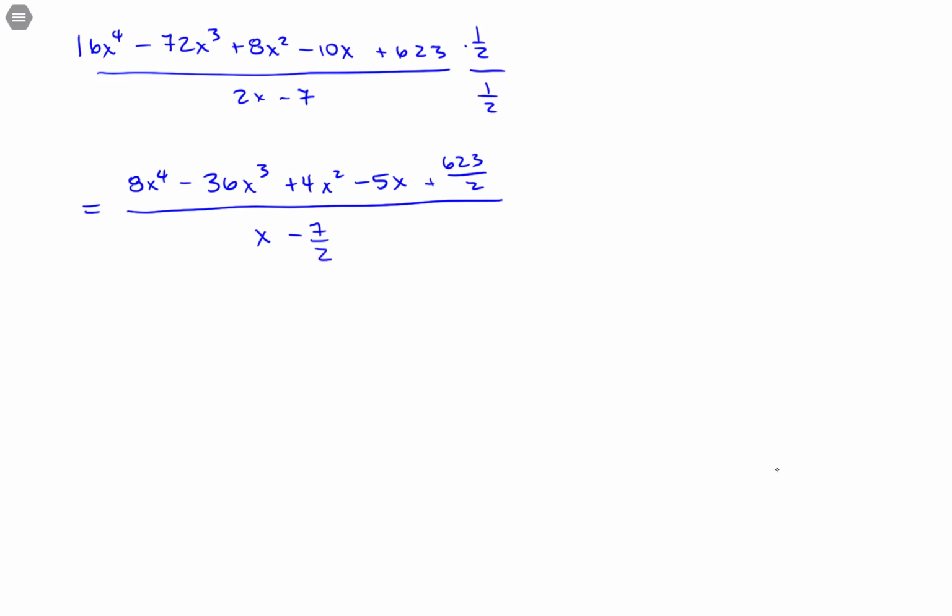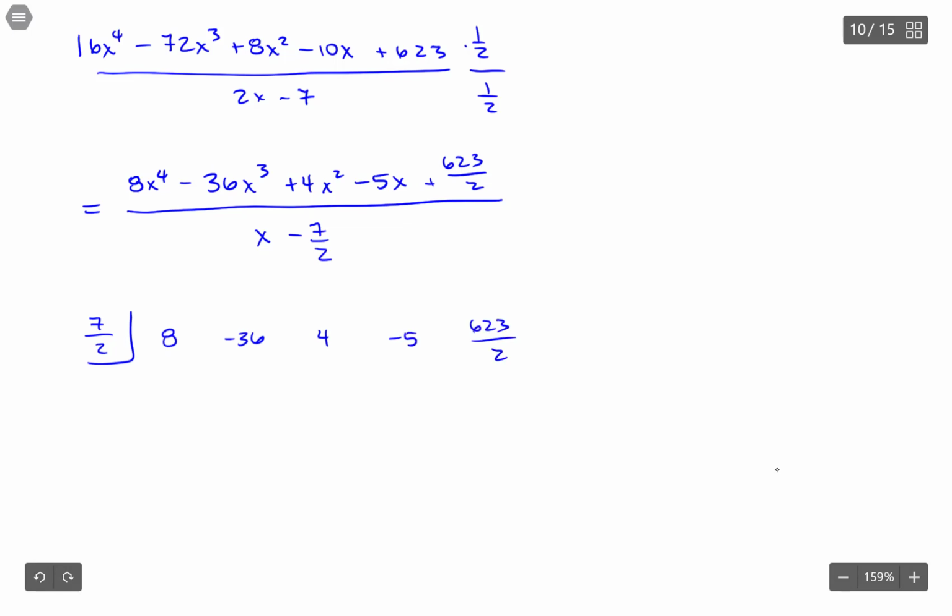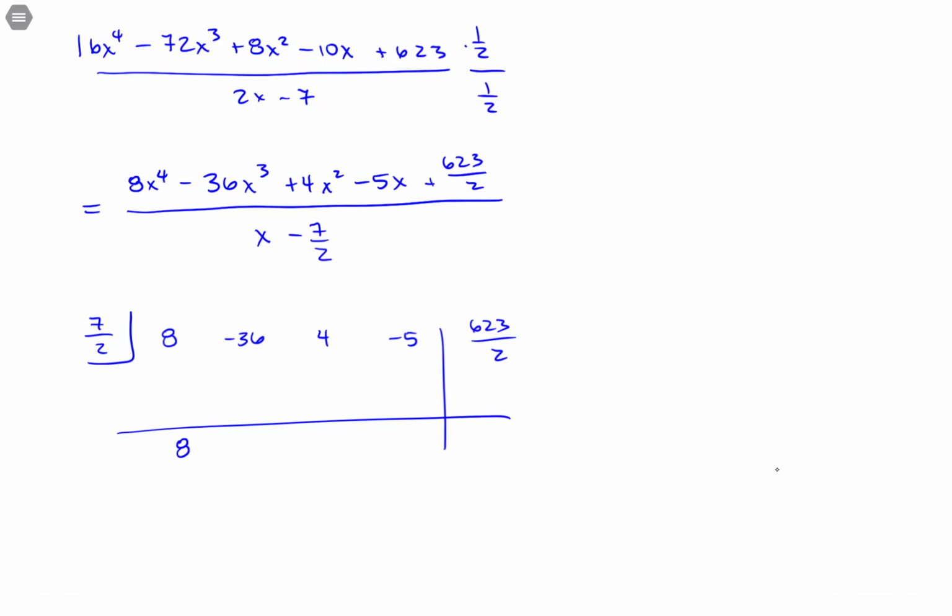All right, so now I can use synthetic division with the term 7 halves. Just like always, I take the opposite of this value, so 7 halves into the polynomial 8, negative 36, 4, negative 5, and 623 over 2. We start off bringing the 8 down. 8 times 7 halves. Nice thing is 8 is even, so 8 divided by 2 is 4. 4 times 7 is 28. Now if I take 28 minus 36, that is negative 8. So again, negative 8 divided by 2 is negative 4, times 7 is negative 28. Adding these two values together, I get negative 24. Negative 24 divided by 2 is 12, and 7 times 12 is 84.